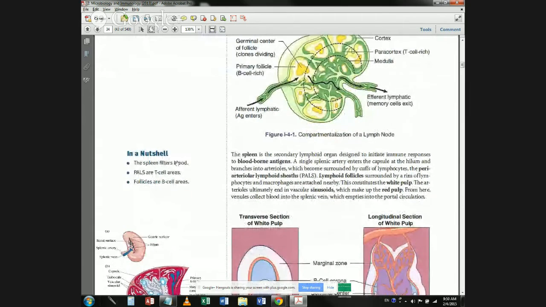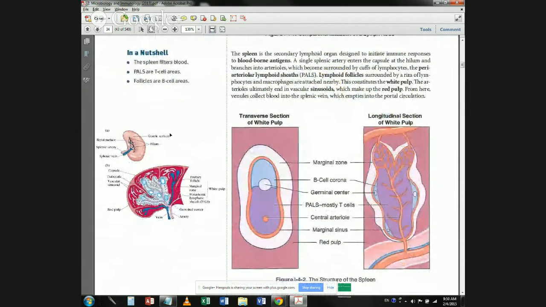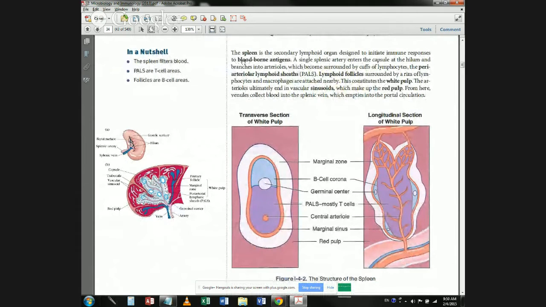Great. Okay then, moving on to the spleen. The spleen is the secondary lymphoid organ designed to initiate immune responses to blood-borne antigens, right? The lymph nodes are for tissue-borne antigens. The spleen is for blood-borne antigens.